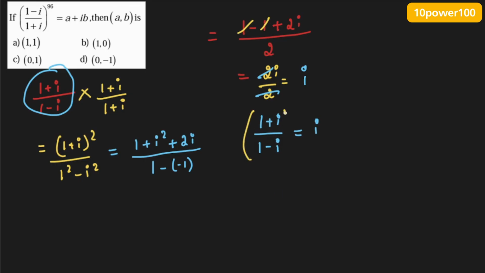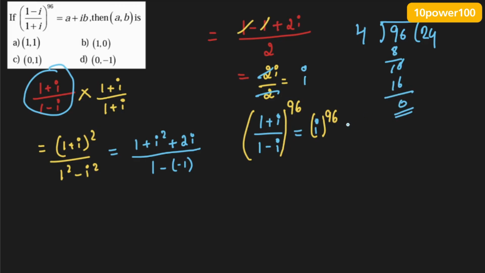Now, if you take the power 96, you all know how to find i power 96. Check whether 96 is divisible by 4 or not. 4 twos are 8, 1, 16 it is. 4 fours are 16, so 0, the remainder is 0. If the remainder is 0, then the answer is 1. So i power 96 is nothing but 1.